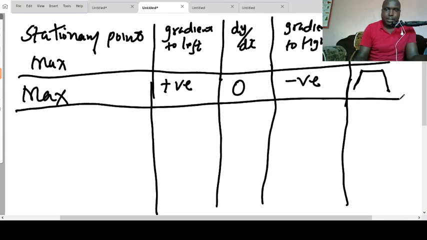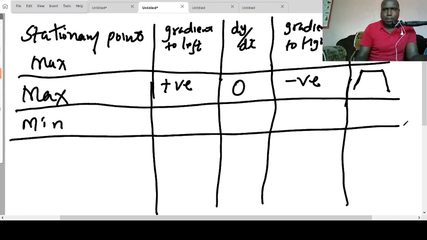turning point. Let's talk about minimum. What about the minimum? For the minimum, it starts with negative, then 0, positive. So let's see. This is negative, so it comes down. The negative is coming down, 0, up, positive. This one is the minimum. So this diagram represents the minimum. This diagram represents the maximum.